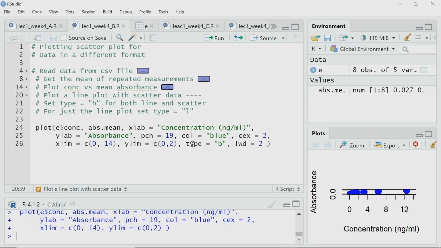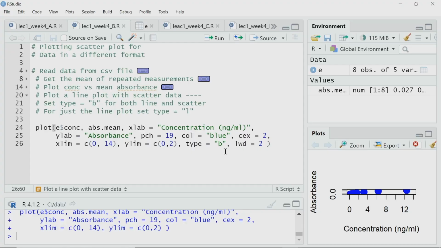What argument do I have to add? In the plot function, I will say type is equal to b. b means both. By that, the plot function will understand I want both the symbols for each data point as well as I want to join them by a line.